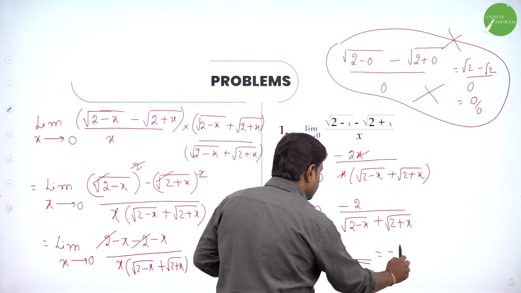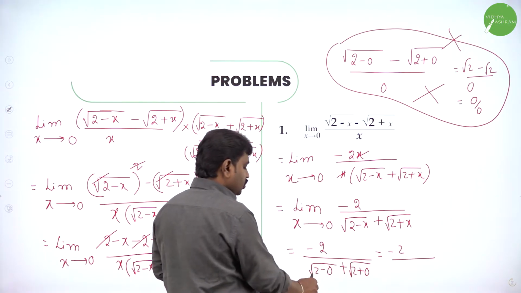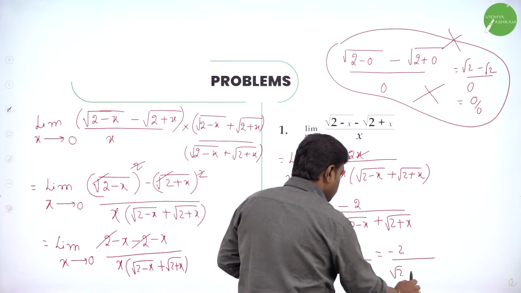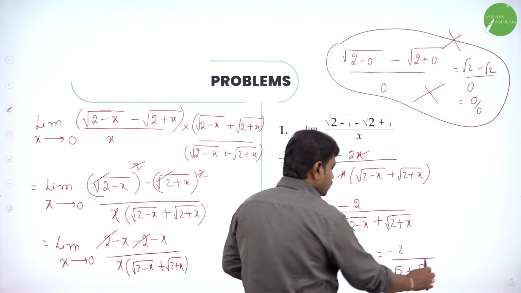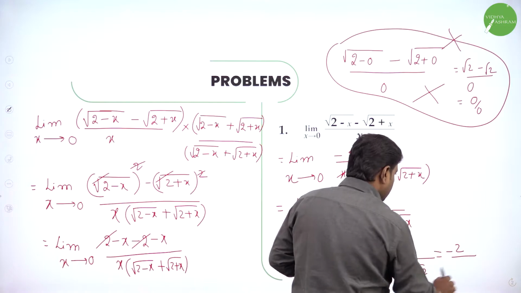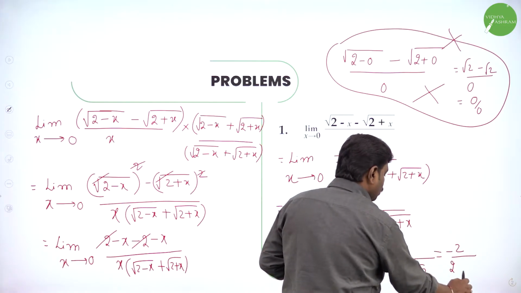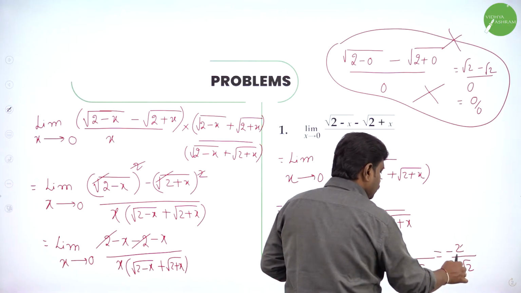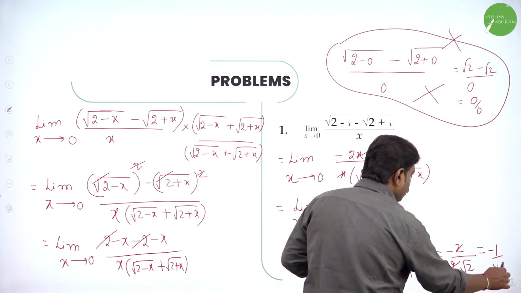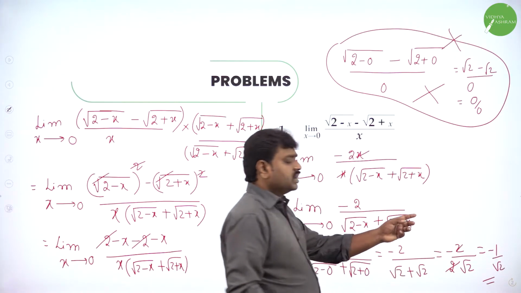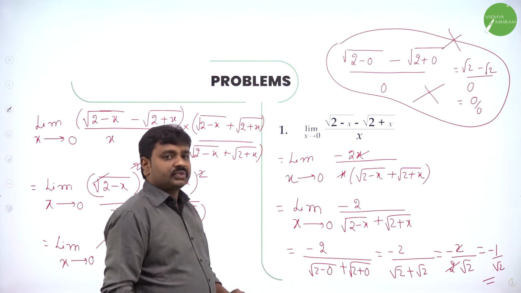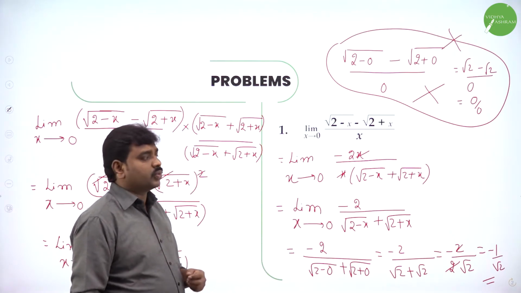That will give you minus 2 divided by root 2 minus 0 is root 2 plus root 2. That will be minus 2 divided by root 2 plus root 2. All of you know, 2 root 2. I can cancel 2 and 2. Final answer is minus 1 by root 2, or you can rationalize and write the answer with root in the numerator. So what is the final answer? Minus 1 by root 2.